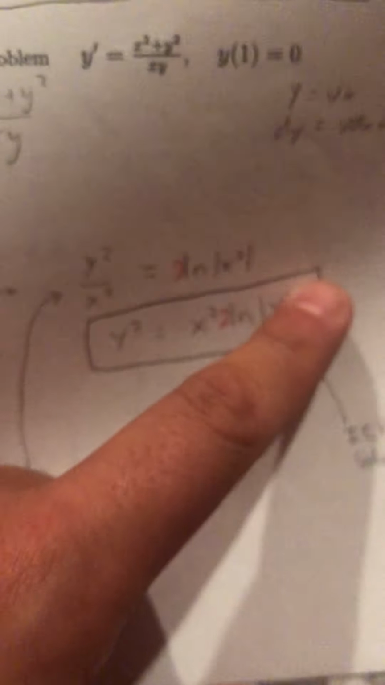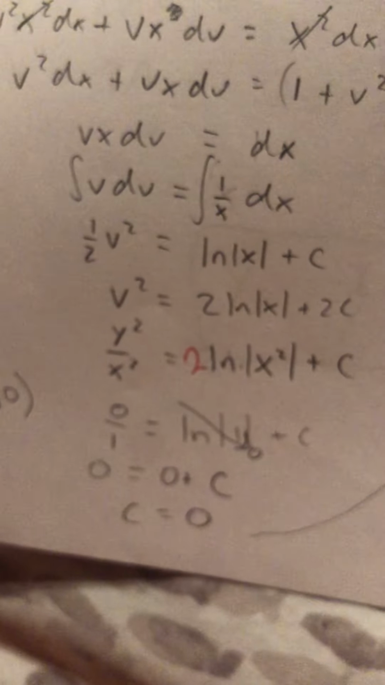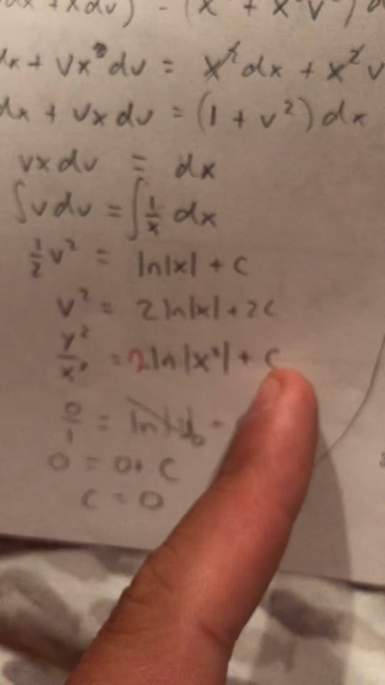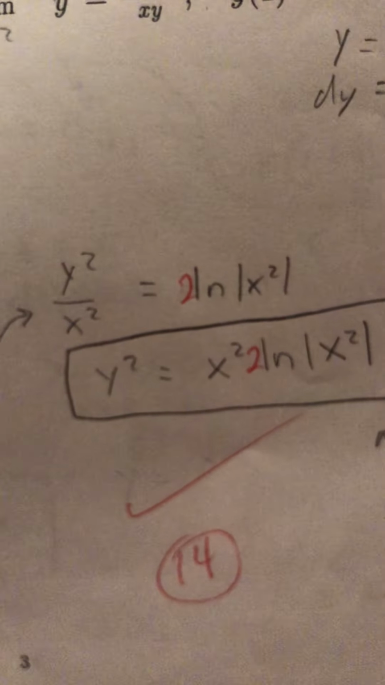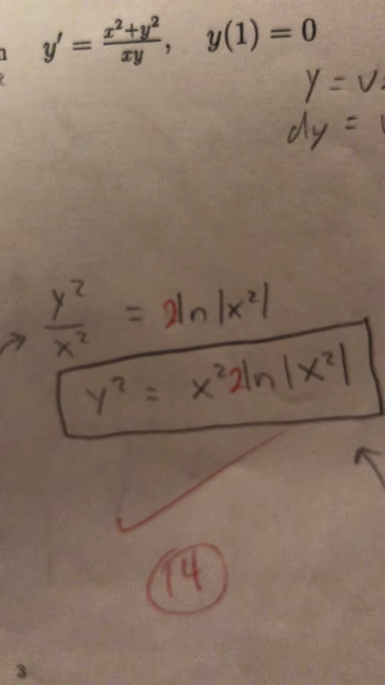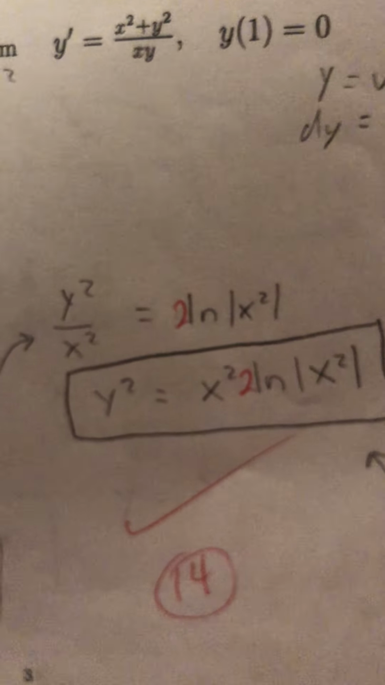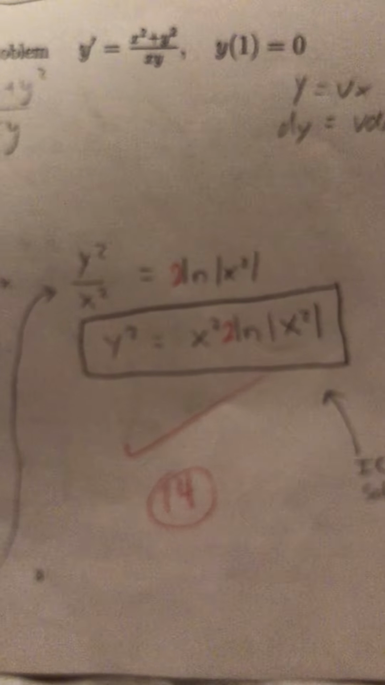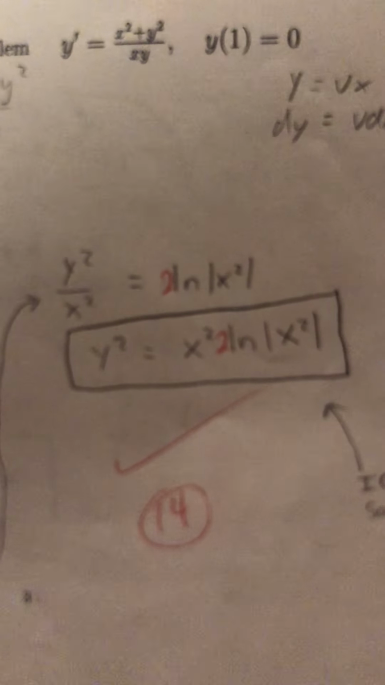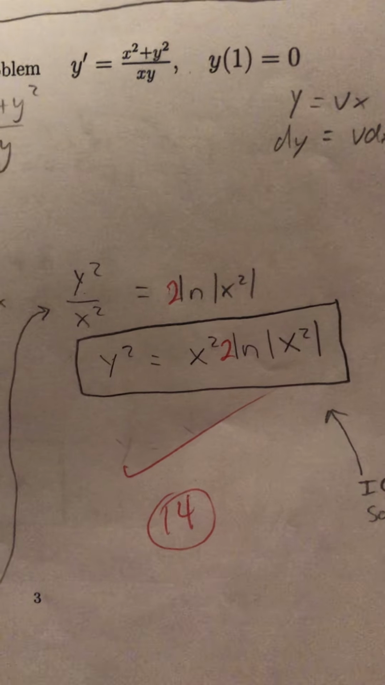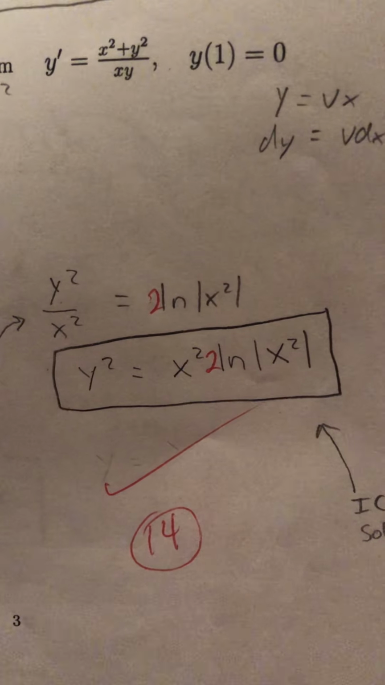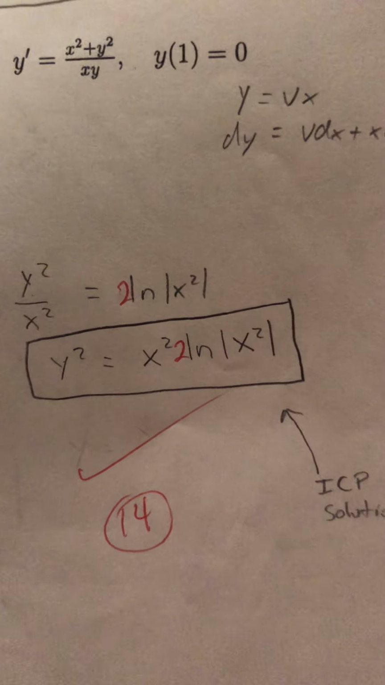So since c is equal to 0, you basically just plug in 0 for that. So then you get y squared over x squared is equal to 2 ln x. And then just move the x squared over. y squared is equal to x squared times 2 ln x.